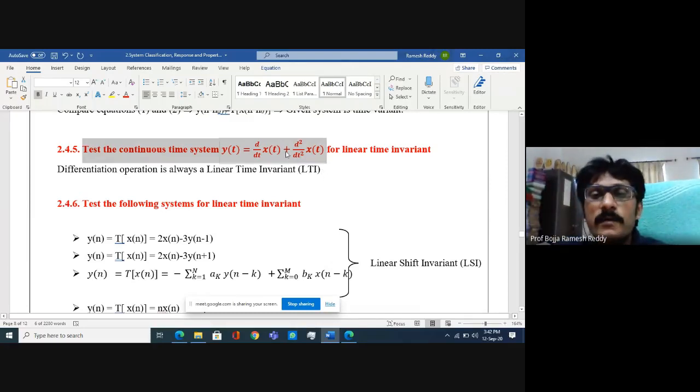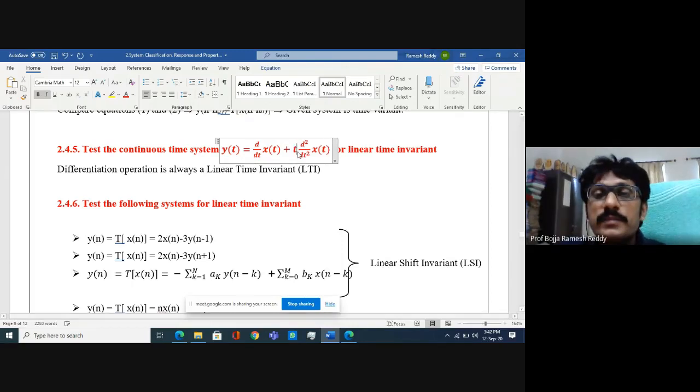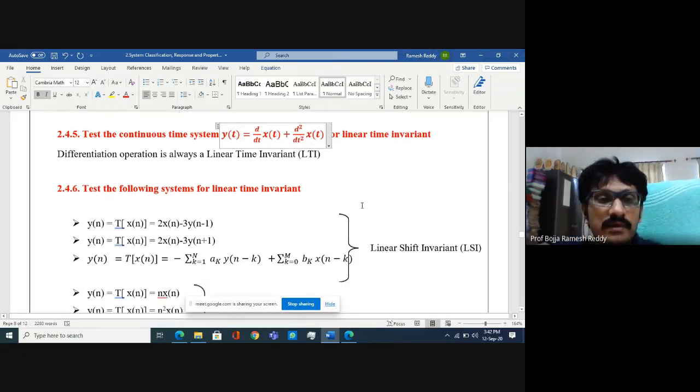But with variable coefficients, like when it is multiplied like this, t into d square by dt square of x of t, because of this t, the system is time variant. It cannot be like that. Okay, that is another example.